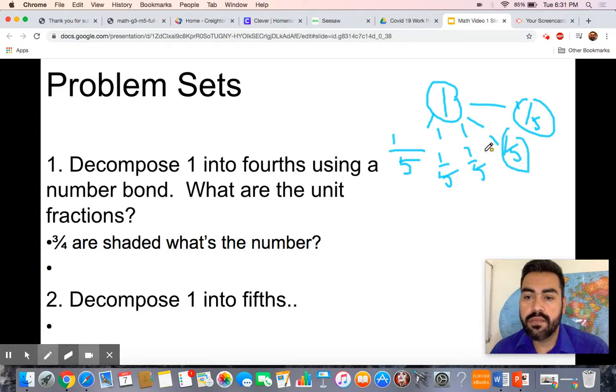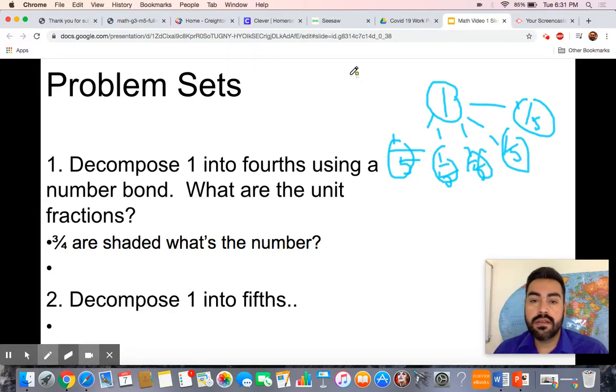Here is my number bond. Ooh, that's ugly, but we're going to pretend it's not. 1/5 plus 1/5, 2/5, 3/5, 4/5, 5/5. So if I were to draw a picture of this chocolate bar, I broke it up into 5 equal pieces. 1, 2, 3, 4, 5.